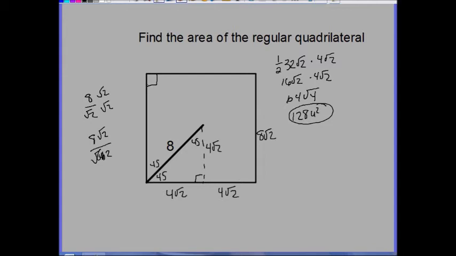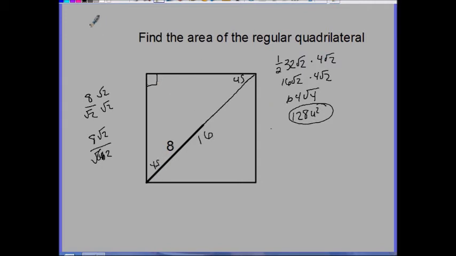Now there was another method to doing this. Another way we could have done this is to draw the second half of this diagonal. My full diagonal right here is going to be 16. And again, we have a 45, 45, 90 triangle because it's built out of a square, which would be our regular quadrilateral. Across from my 90 is 16, across from my 45.